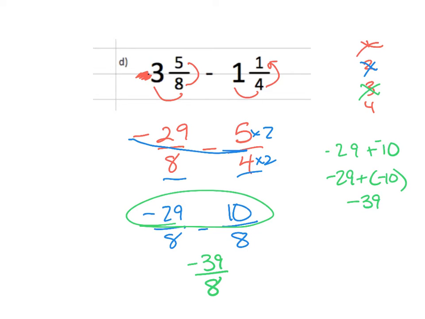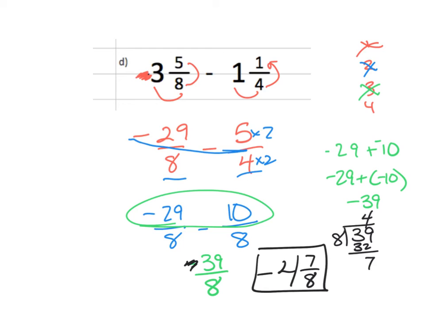We're done with step 3. Step 4, we're going to simplify. Let's figure out how many 8s come out of 39. I get a total of 4. Ignore the negative, so we get negative 4. That gives us 32 with 7 left over. 7/8. We cannot simplify 7/8, so negative 4 and 7/8 is our answer.